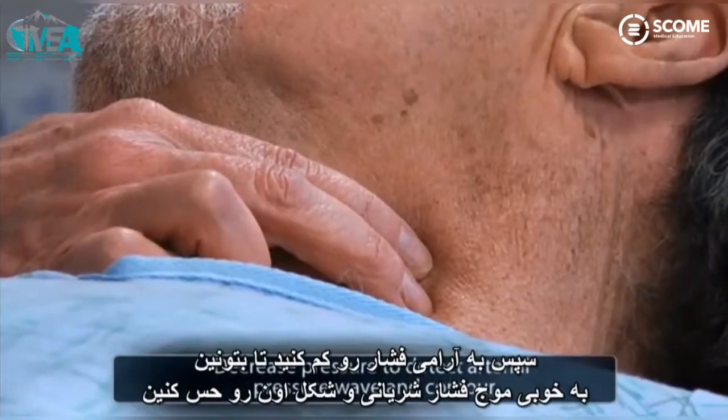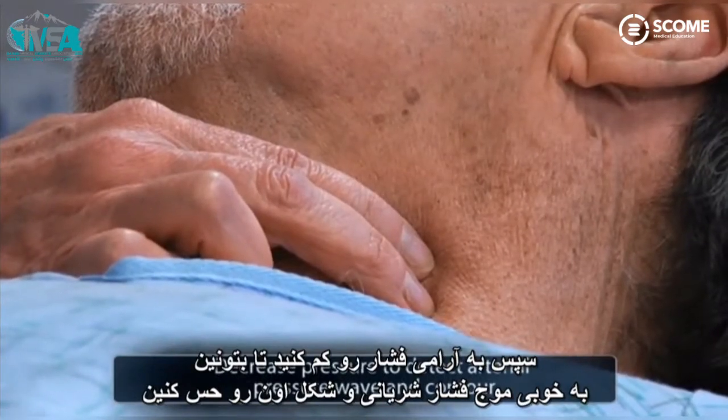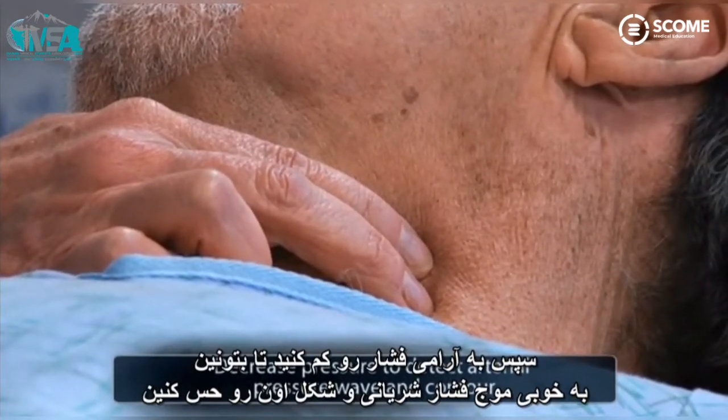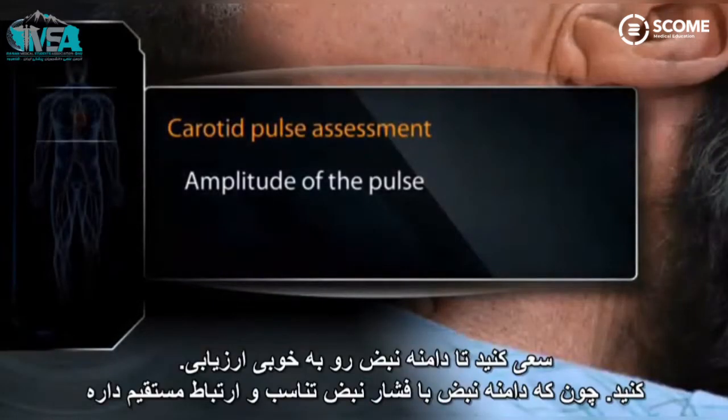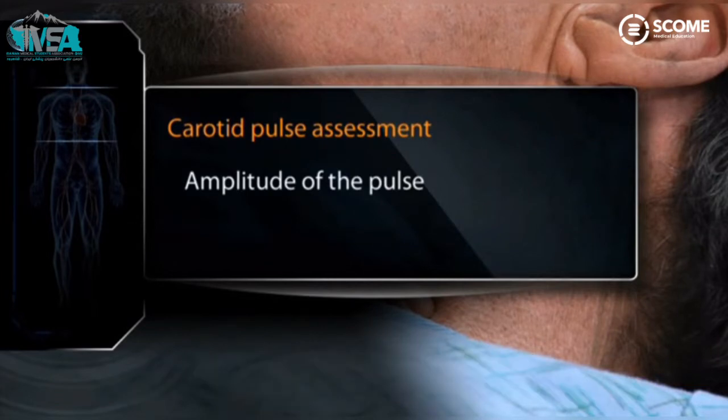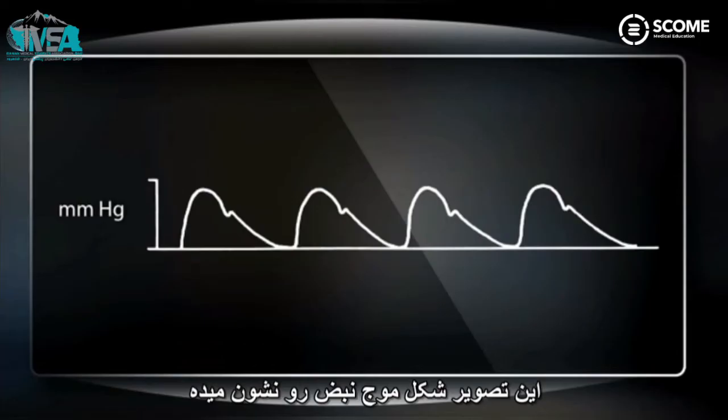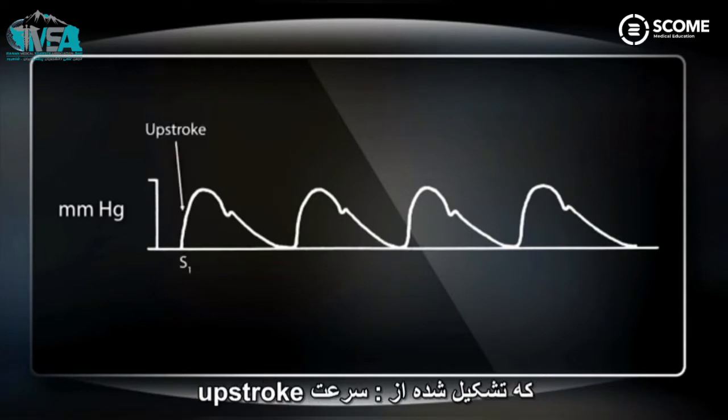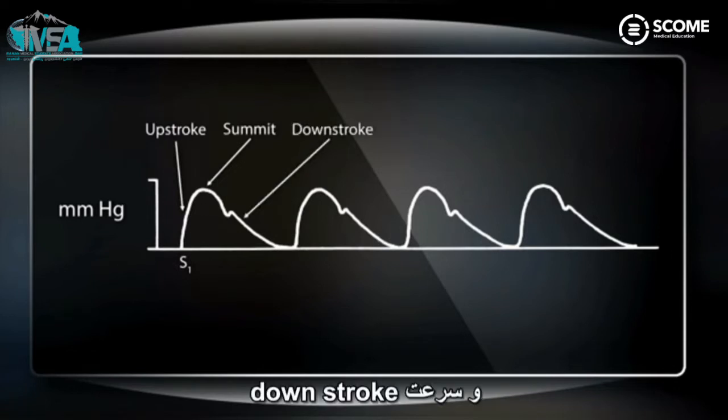Then slowly decrease pressure until you best sense the arterial pressure wave and contour. Try to assess the amplitude of the pulse. This correlates reasonably well with the pulse pressure. This illustration represents the contour of the pulse wave, that is, the speed of the upstroke, the duration of its summit, and the speed of the downstroke.